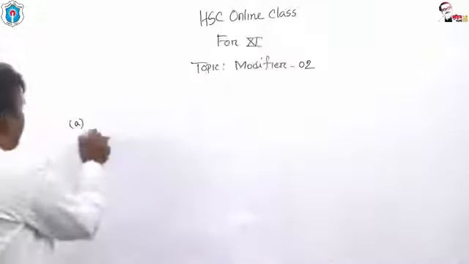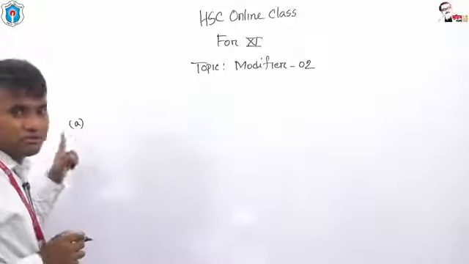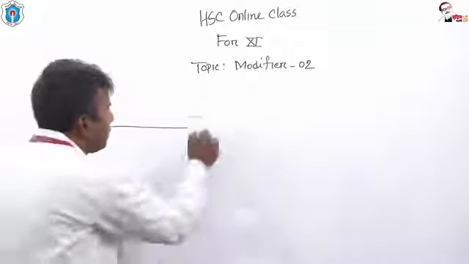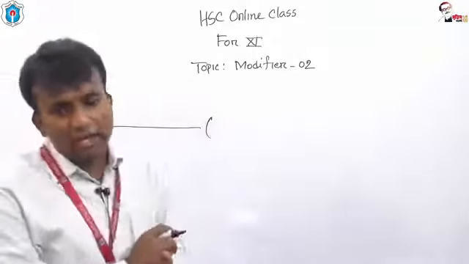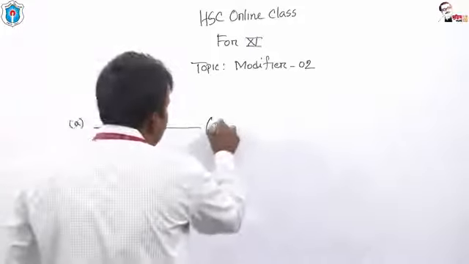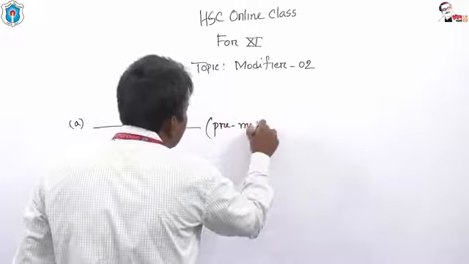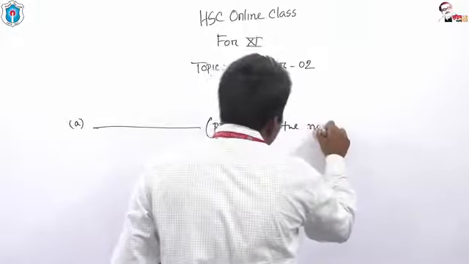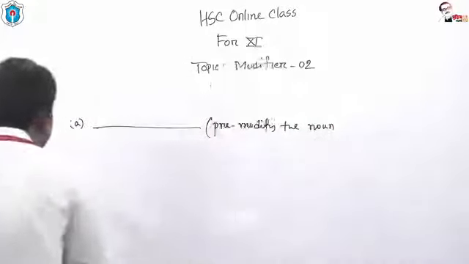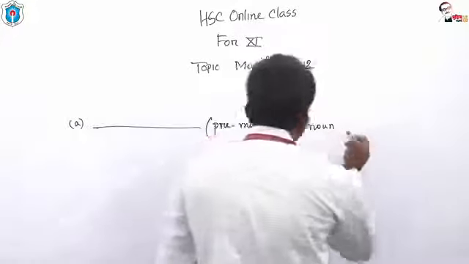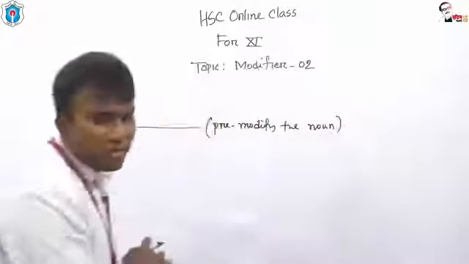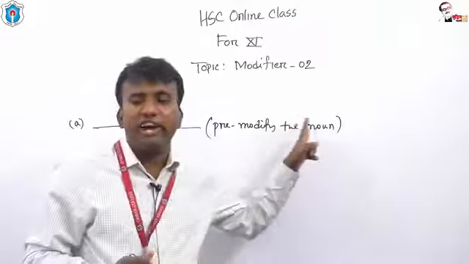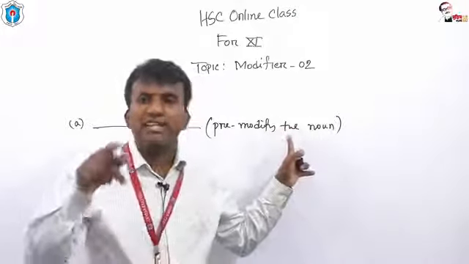Now look at please. This is question number A. This is the first question of modifier. After the question there will be a dash. Then look at, I have used a first bracket. Look at please. Pre-modify the noun. In the bracket I have written pre-modify the noun. This is the direction that will help you.